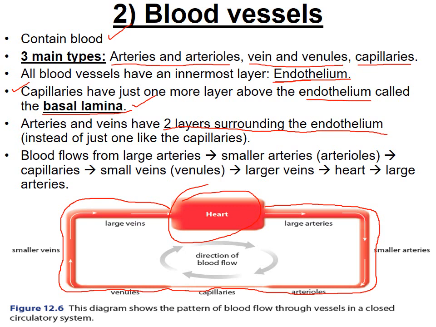So that's the blood flow: large arteries, smaller arteries to the arterioles, and then capillaries, and then venules, smaller veins, large veins, heart, and then back to large artery. So it's a cycle that happens over and over again. This is just a simplified example of the blood flow in our closed circulatory system.